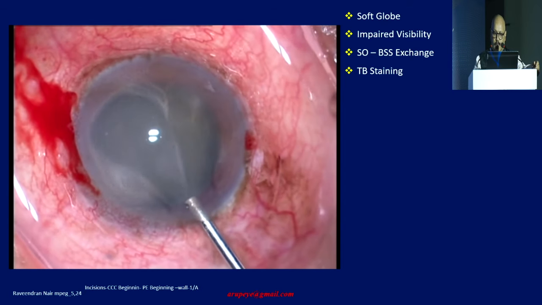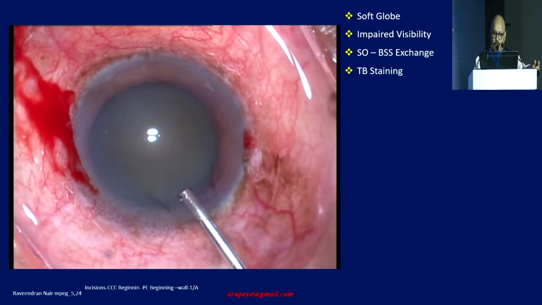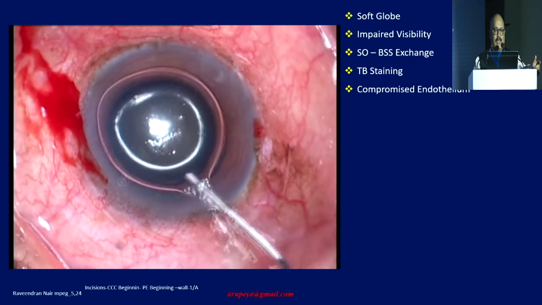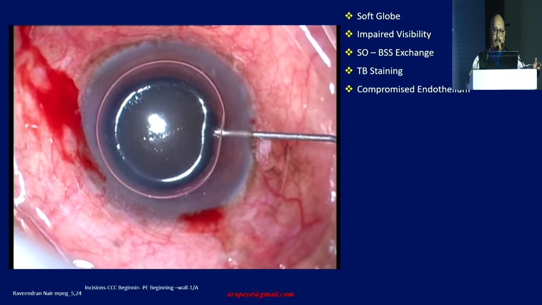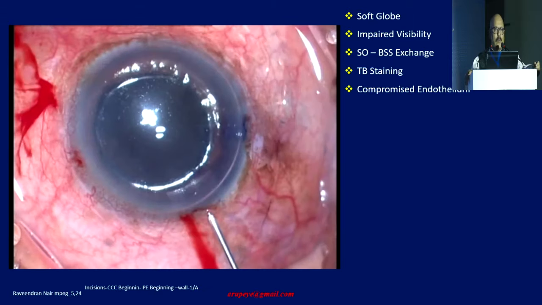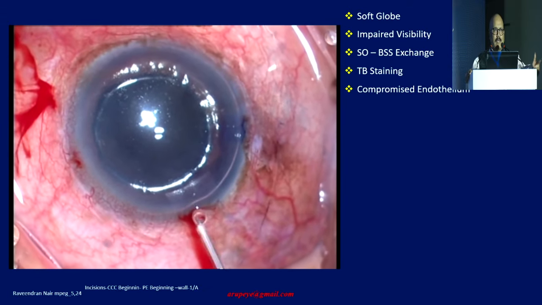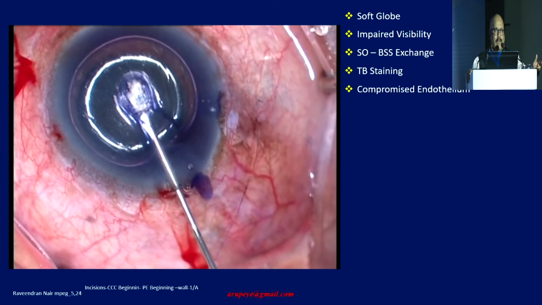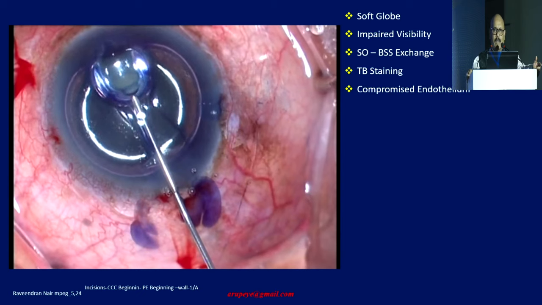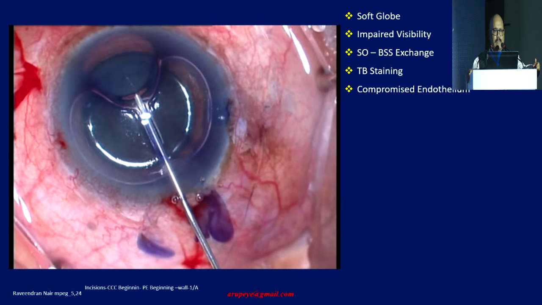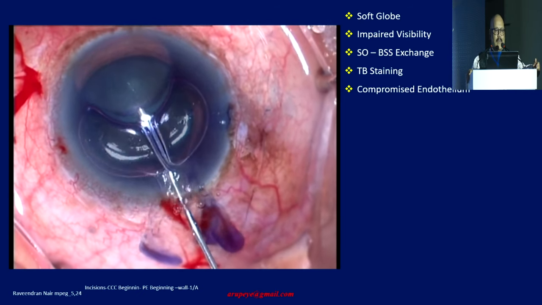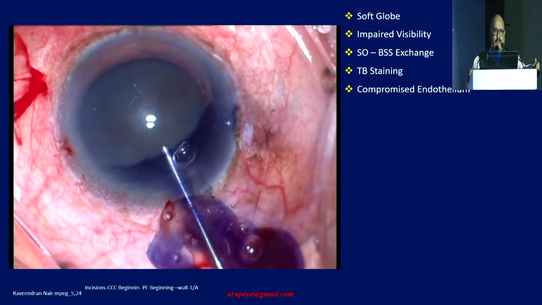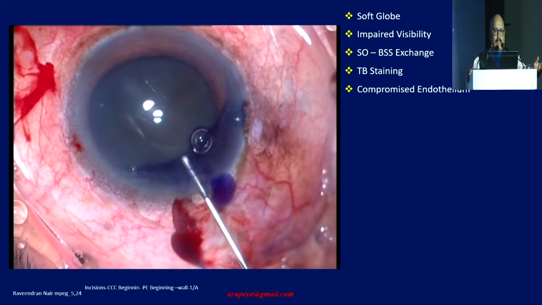Then the silicone oil bubble has to be replaced with BSS, and trypan blue staining is done. The endothelium generally tends to be compromised in this scenario because the silicone oil bubble has been in the anterior segment for a long period of time. So it is always better to use a soft shell technique, and you must use Viscoat. I have no financial interest in the contents of my presentation. So this is what is happening. After staining the anterior capsule, I am injecting Viscoat, and after that Healon underneath it.